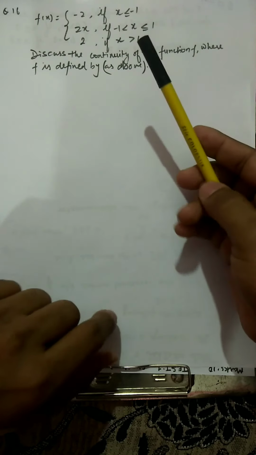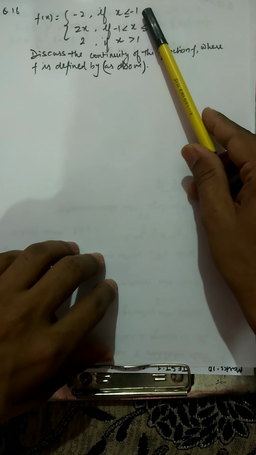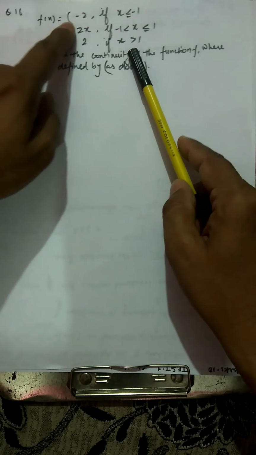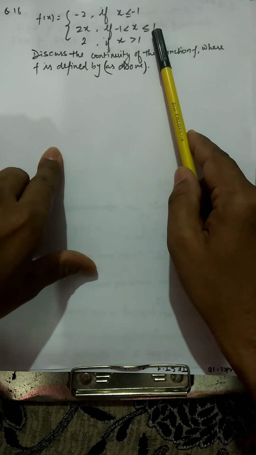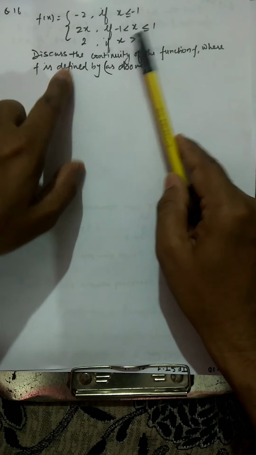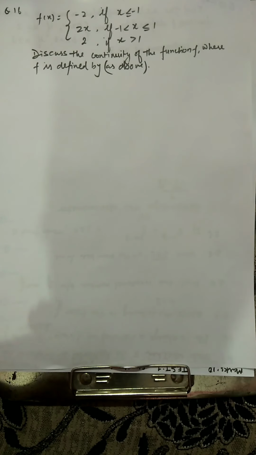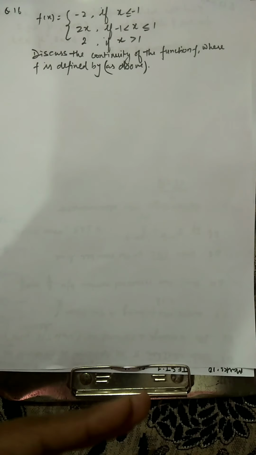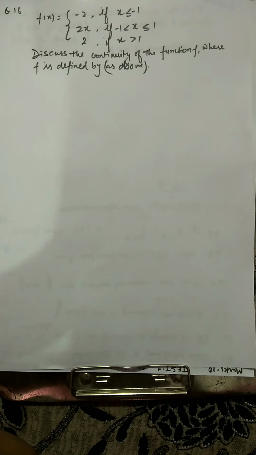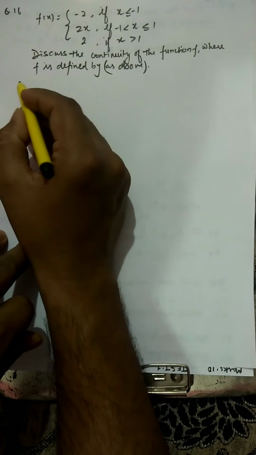More than one turning point means, here you can see that for x less than or equal to -1, it is -2. For x greater than -1 and less than or equal to 1, this is 2x, and for x greater than 1, it equals 2. So in that case, we have to check the discontinuity at x equal to -1 and x equal to 1. Greater than 1 will be one more case, and less than -1 will be one more. So there will actually be 4 cases.